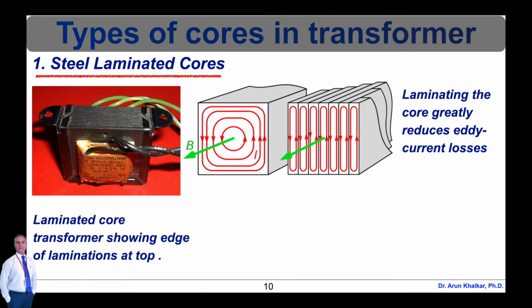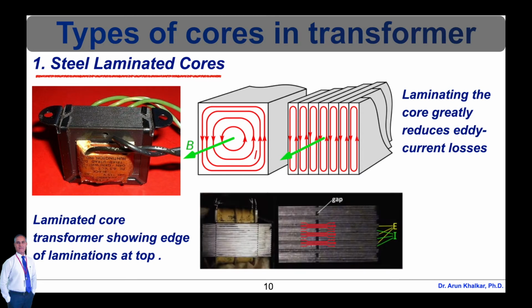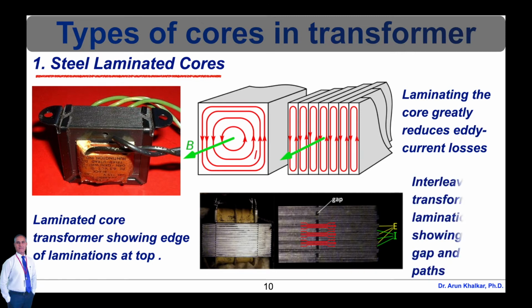Thinner laminations reduce losses but are more laborious and expensive to construct. Thin laminations are generally used on high frequency transformers, with some very thin steel laminations able to operate up to 10 kHz. Laminating the core greatly reduces eddy current losses. Interlude: EI transformer laminations showing air gap and flux paths, as shown in this diagram.